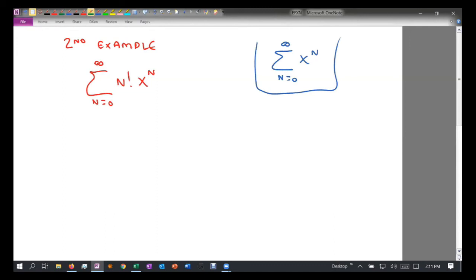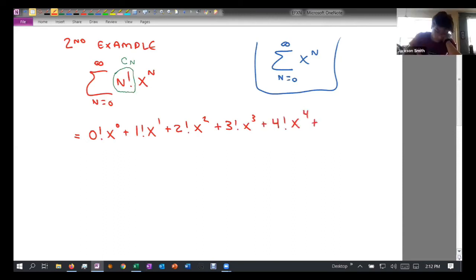So this right here is our c sub n. Our c sub n is no longer a constant. Our c sub n changes. It depends on what n is, right? So let's write down what the series is if we start plugging in values. So n goes in, you get 0 factorial x to the 0 plus 1 factorial x to the 1 plus 2 factorial x squared plus 3 factorial x cubed plus 4 factorial x to the 4th plus dot, dot, dot.